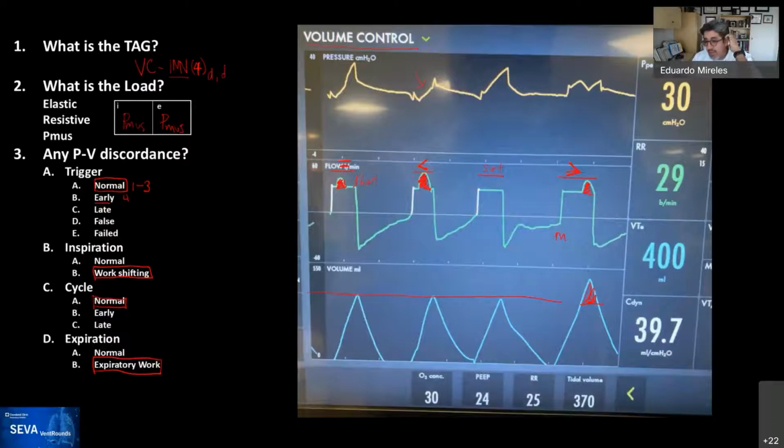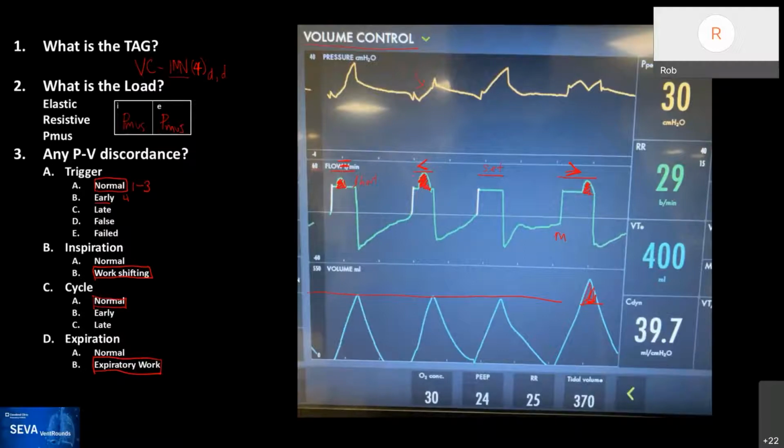Questions, comments, Rob? No, that's a great summary. I just wrote in the chat that in this situation, the ventilator is sacrificing the goal of safety for the goal of comfort. So basically, the engineers took the decision out of your hands.